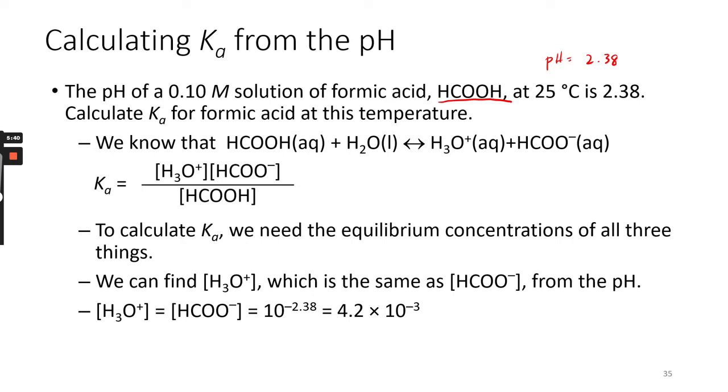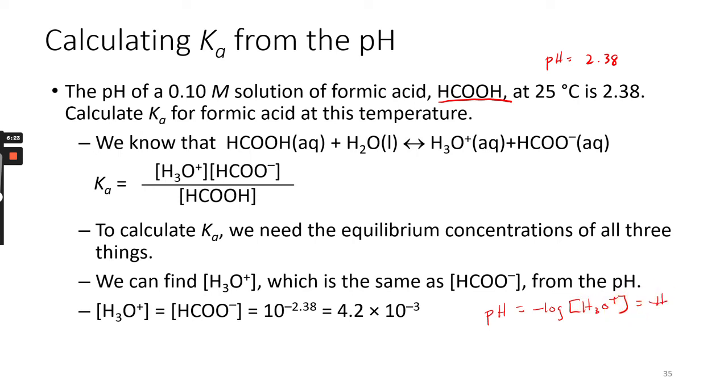The first thing you always want to write down is your equation. So you have your formic acid plus water making your hydronium plus this ion right here. Then write your Ka, products over reactants. Now to calculate Ka, we need the equilibrium concentration of all 3 of these. What information did they give us? They gave us pH. So we can find the concentration of hydronium using the pH, which is the same as this ion here, because all these ratios are 1. Remember, pH is equal to the negative log of your hydronium.